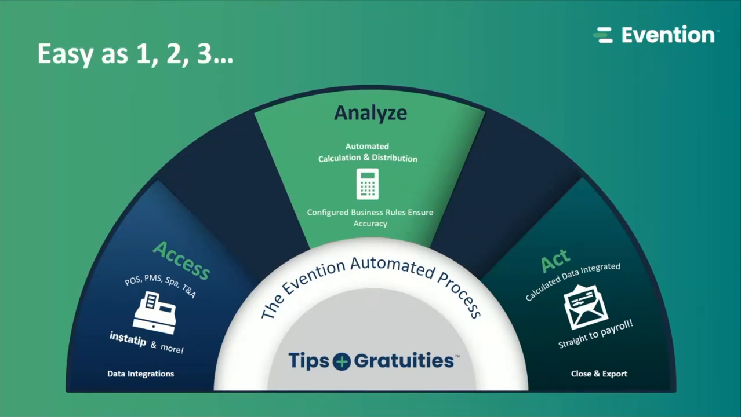The second step is to analyze. And we make that easy here at Evention. Our professional services team will configure and implement your various business rules, allowing for automated calculation and distribution of your variable pay. Our Tips and Gratuities application provides both summarized and detailed data views and reporting, and allows for quick and easy verification prior to payroll integration.